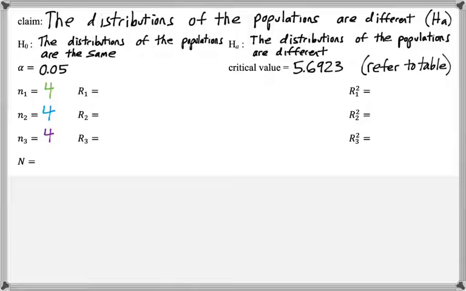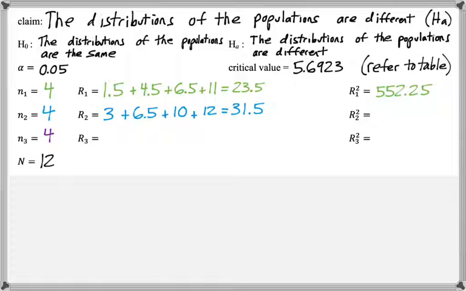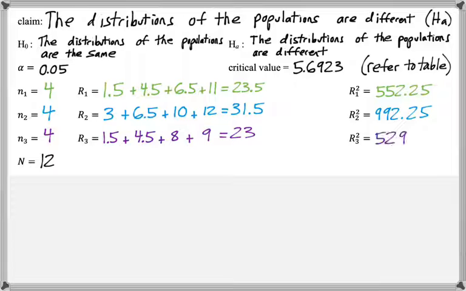Capital N is the sum of all of the sample sizes, so that is 12. R1 is the sum of the ranks from sample 1, and that is 23.5. And if we square that, we get 552.25. R2 is the sum of the ranks from sample 2, and we get 31.5. If we square that, we get 992.25. R3 is the sum of the ranks from sample 3, and that's 23, which, if we square that, is 529.